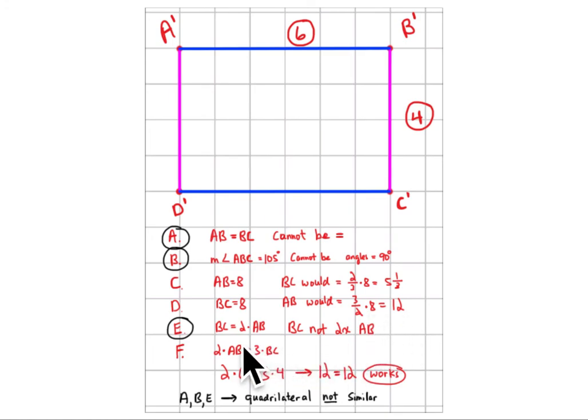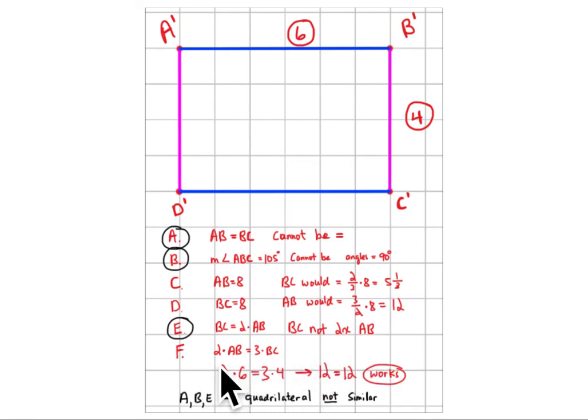What about taking the length BC? Is that equal to 2 times the length AB? Well, it's not. 2 times the length BC is not equal to 2 times AB. 2 times AB is 12. BC is 4. So that would not work.